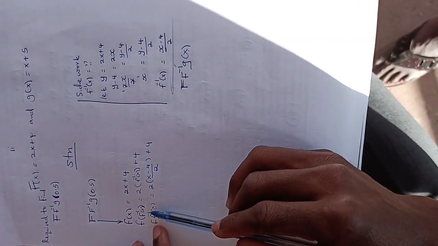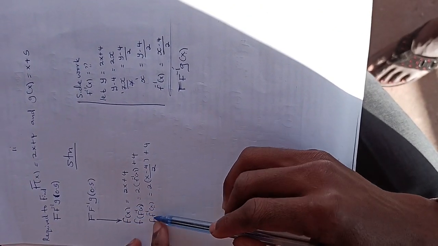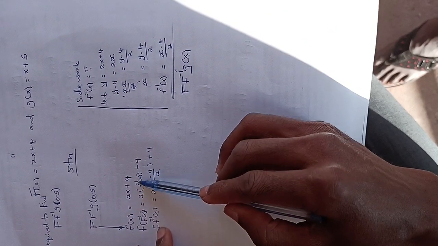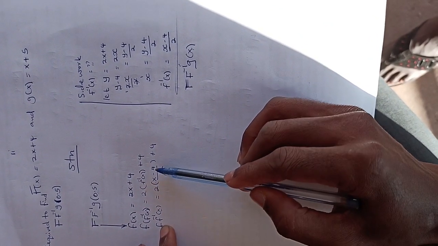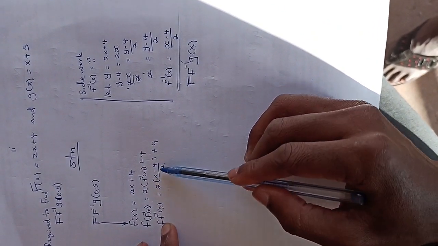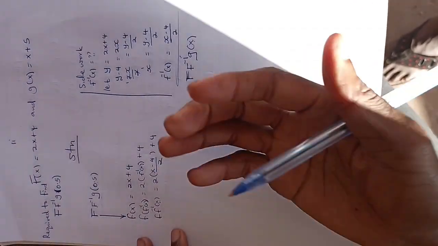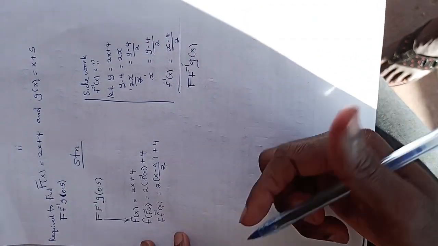I remind you, function is all about identifying the right formula to be written. You replace. Now here you're seeing that I replaced x with f inverse of x, and here I also replaced x with f inverse of x, but f inverse of x is this. So now after the two steps of replacing, finally I'm just going to simplify and get my answer.